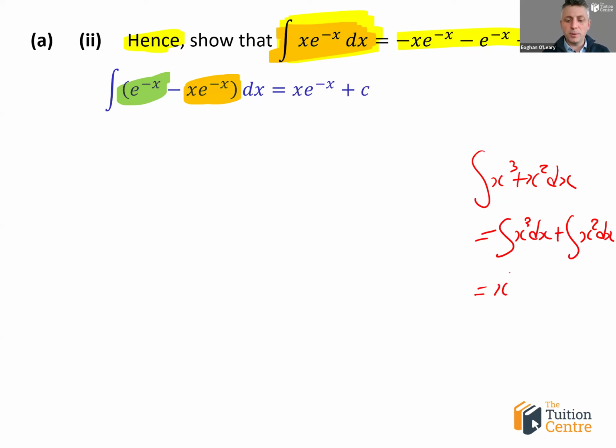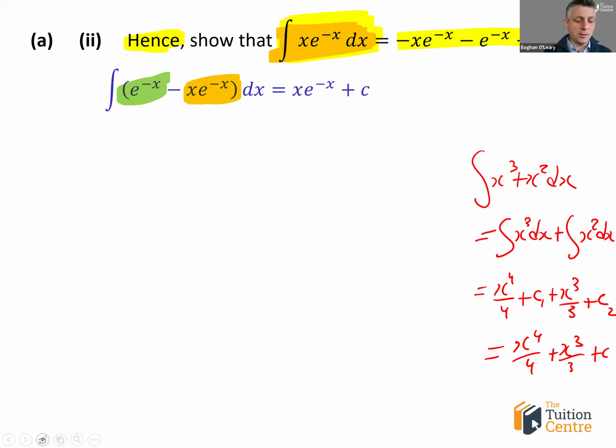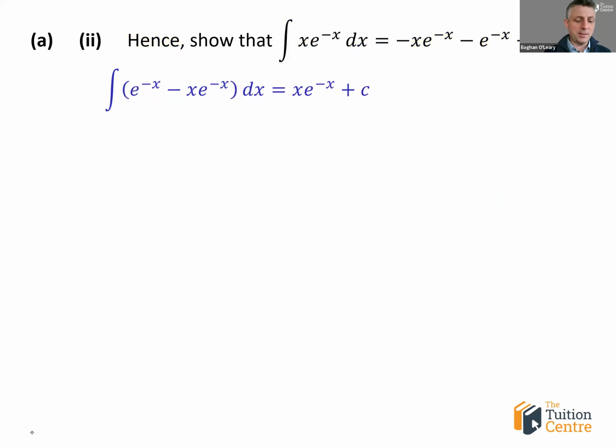So you'd end up at x to the power of 4 over 4 plus c plus x to the power of 3 over 3 plus c. But you can just put those, like that could be c1 and c2, because they're two constants of integration. But what we actually do is we just call it plus c, the combined one, because c could be anything. So now, taking that into account, that's exactly what we're going to do here.